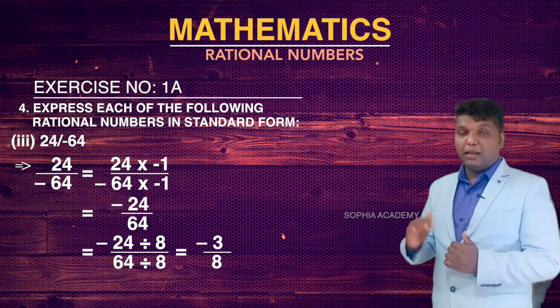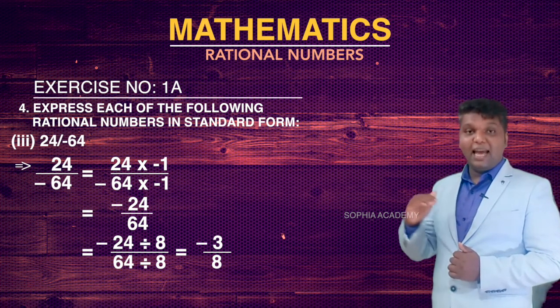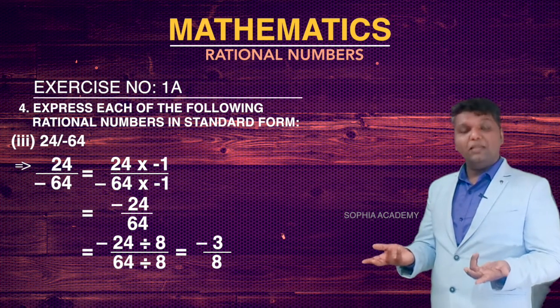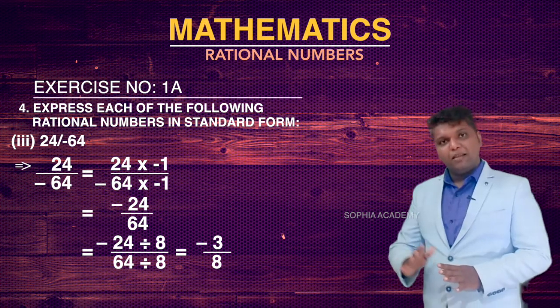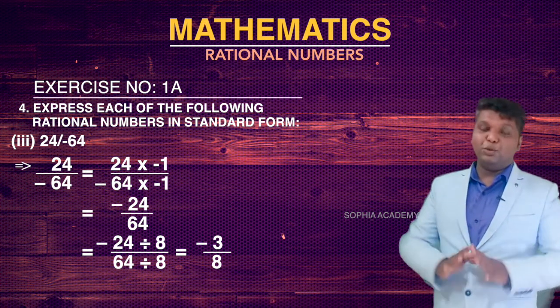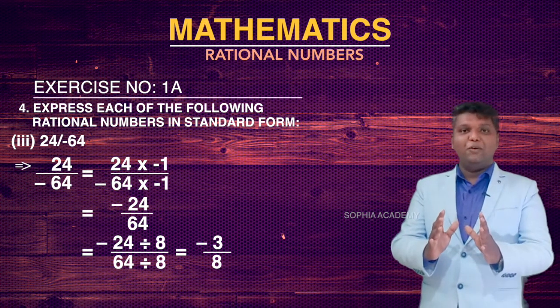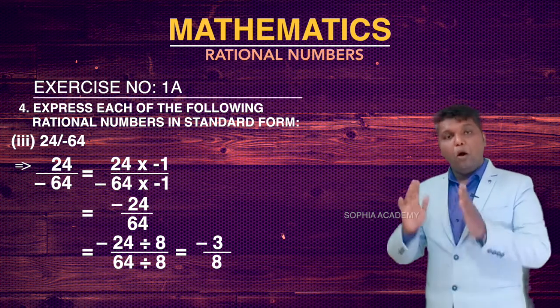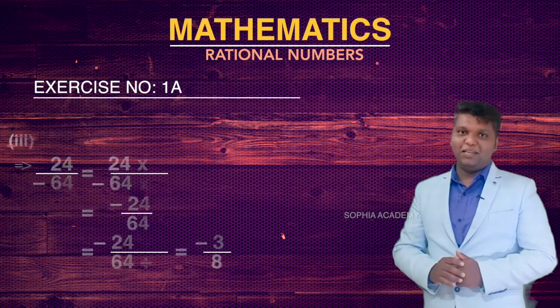Now tell me, are they coprimes? Yes, they are. 3 and 8 don't belong to any common table, right? So they are coprimes. So we can say this is in the standard form. So you have to check all these things when you are bringing any particular number to the standard form of rational numbers. Hope you understood.